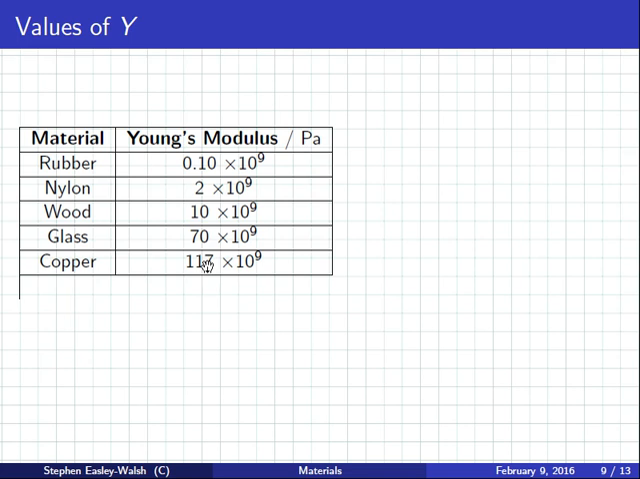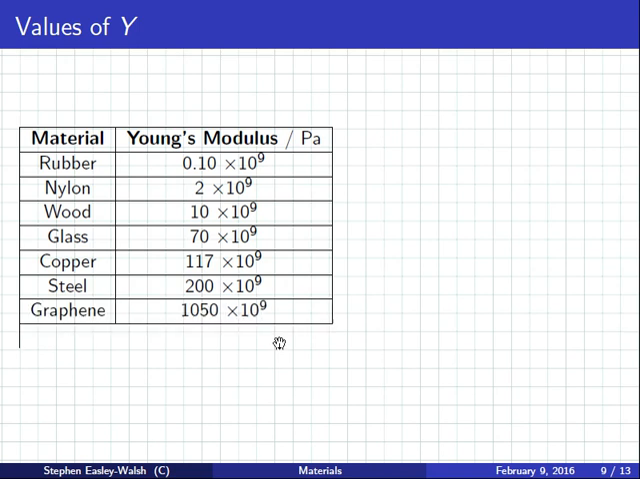When you say change shape, you mean length. Yes, length is what we talk about. Steel, it's not surprising that it's bigger, is it? Graphite. You can see it's surprisingly big, isn't it? You wouldn't have guessed that. It's like five times more.